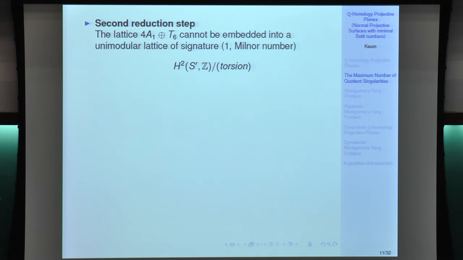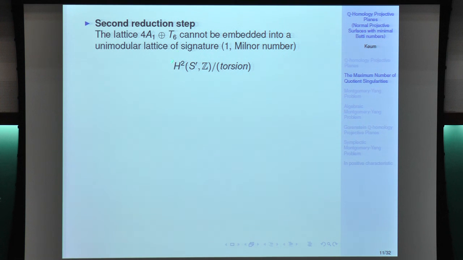And then the second step: the lattice, 4 copies of A1, and the lattice generated by exceptional curves of resolution of a T6 singularity, so that the length could be arbitrary. Anyway, this sublattice cannot be embedded into a unimodular lattice. This is the cohomology lattice of the minimal resolution.